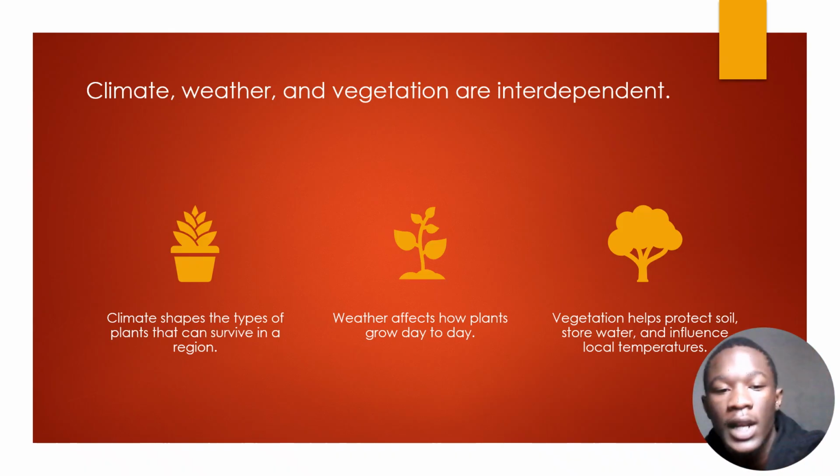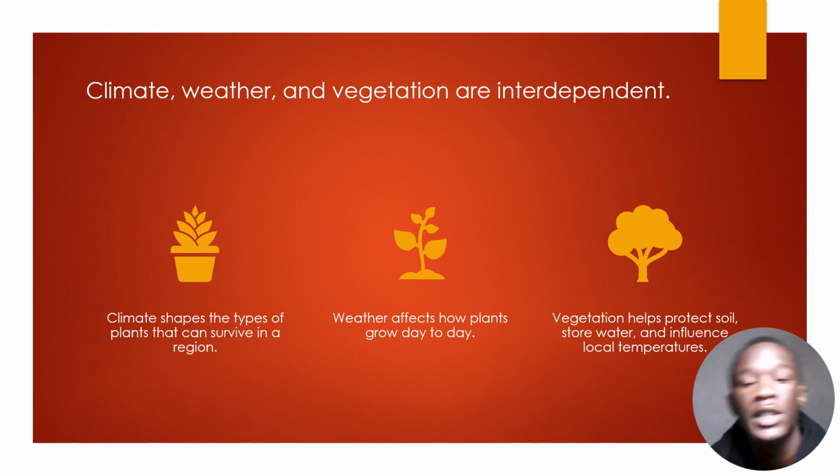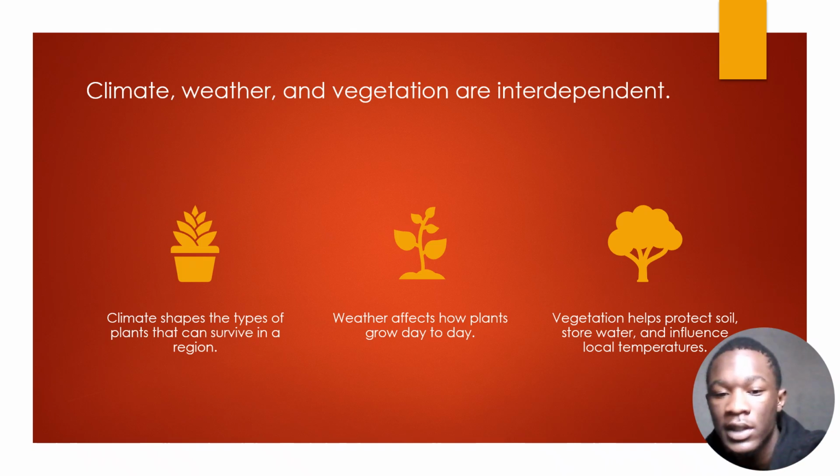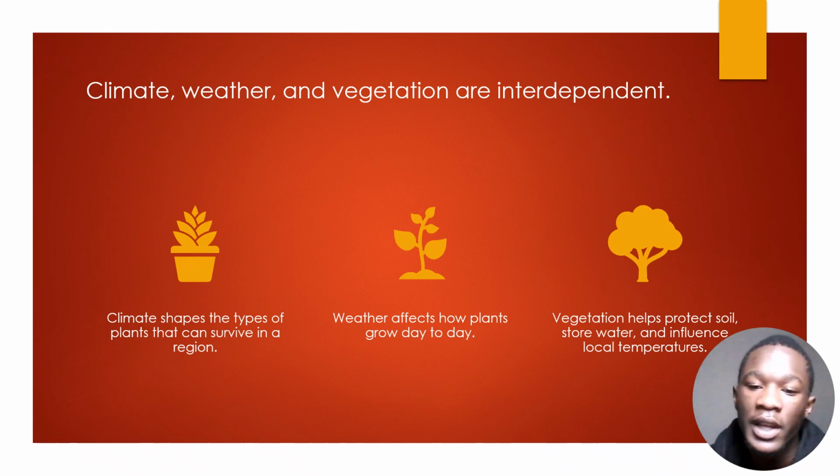And jumping on to the last slide, telling us how climate, weather, and vegetation are interdependent. Climate shapes the types of plants that can survive in a region, in a place, and weather affects how plants grow day to day, and vegetation helps protect soil, store water, and influence local temperatures.